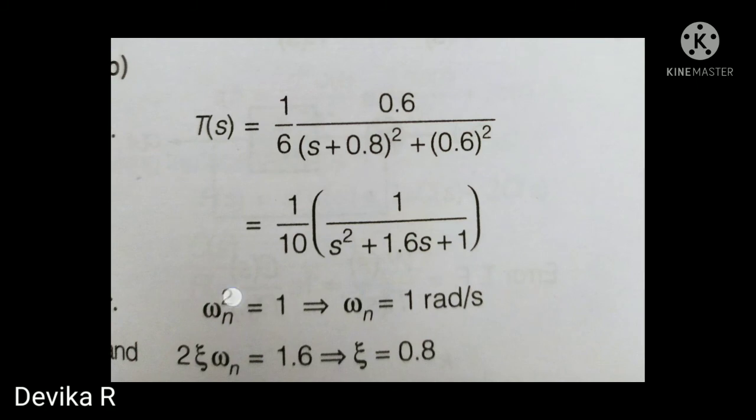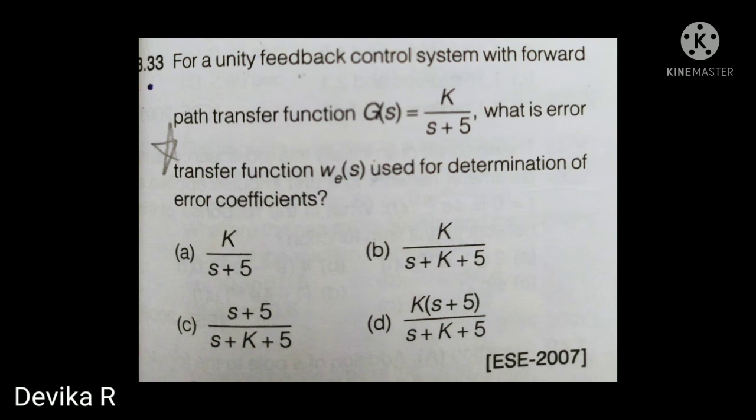Okay, next question: the unity feedback control system with forward path transfer function g of s equal to k divided by s plus 5. What is the error transfer function used for the determination of error coefficient? Okay, we have to find the error transfer function. How are you going to find it? It's a little bit unique question compared to the other questions.